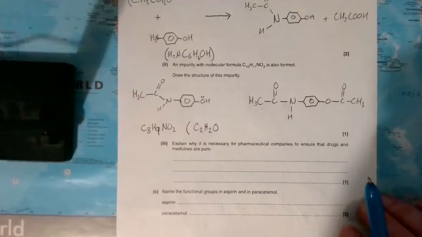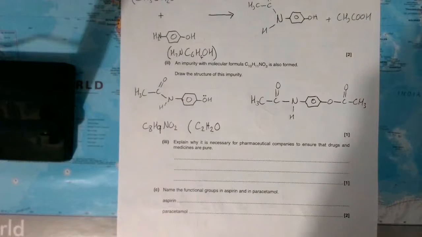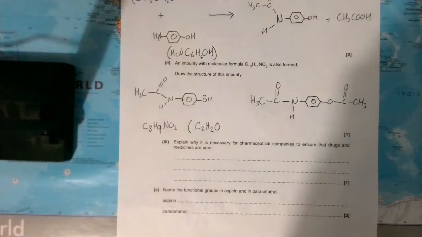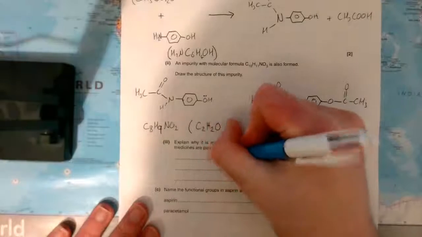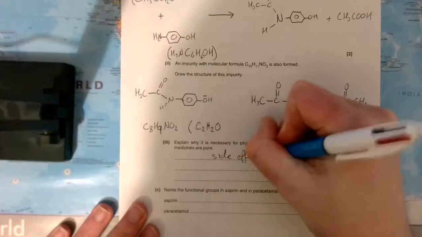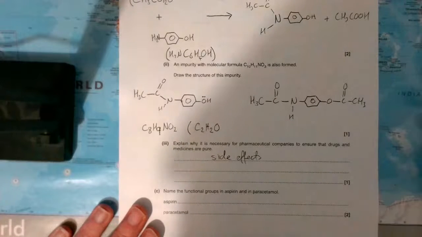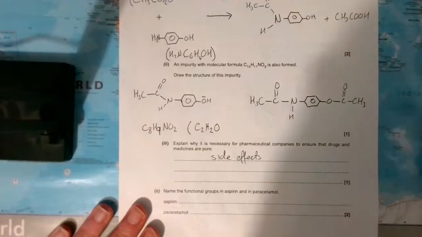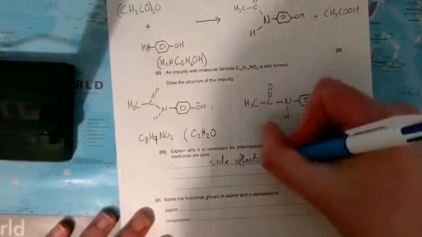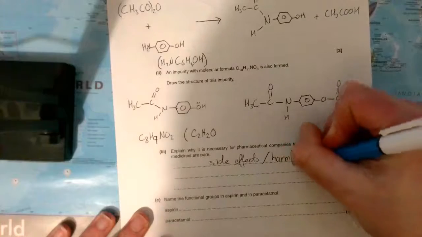Right. Explain why it is necessary for pharmaceutical companies to ensure that drugs and medicines are pure. This is the kind of question that Year 13s panic about. Simply put, what might happen if there were some other things in paracetamol? Well, side effects. It could be anything there. You could put in brackets, or you could put harmful side effects. Other things that you could just put are harmful or hazardous. Because of course you're ingesting this, and you really don't want to be ingesting chemicals that you don't know what they are.